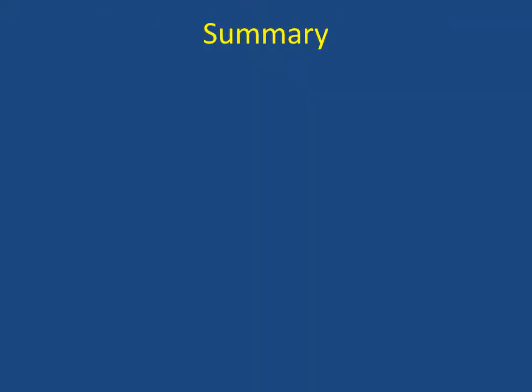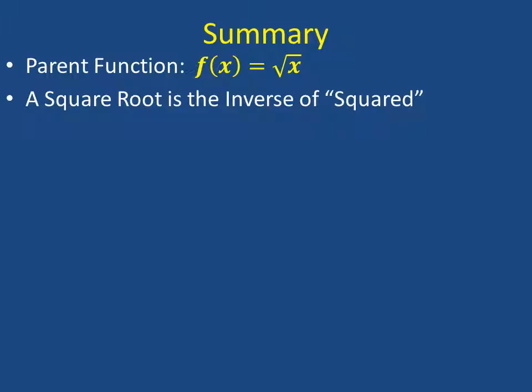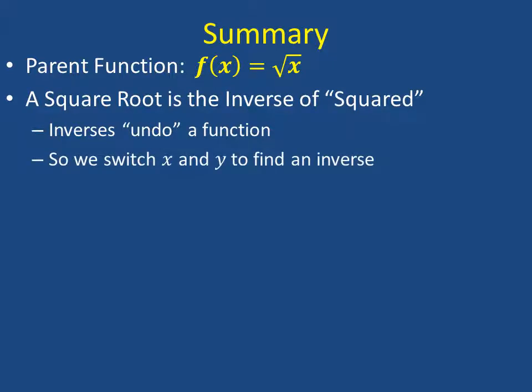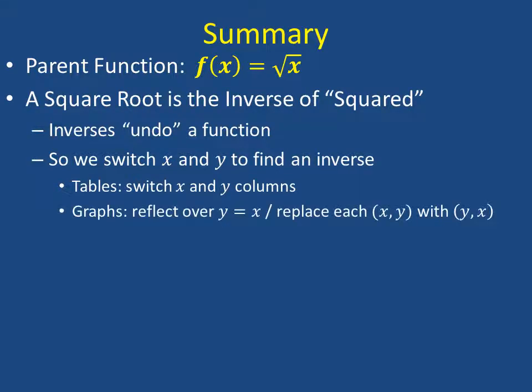To summarize what we've talked about today, our parent function is f of x equals the square root of x. We know that the square root is the inverse of the squared function, x squared. And what we mean by inverse is that inverses undo a function. Finding an inverse means switching x and y. If we have a table, we just switch the x and y columns. If we have a graph, we're going to reflect over y equals x. This is the same as replacing each x-y pair on the graph with y-x. If we have an expression or an equation, we're going to just switch x and y and then solve for y.